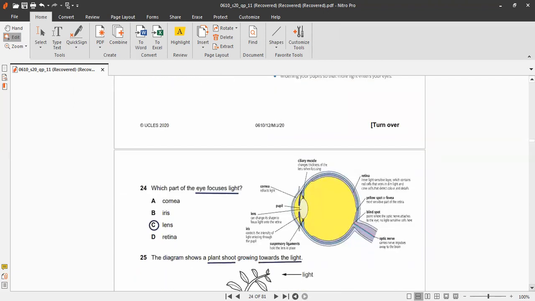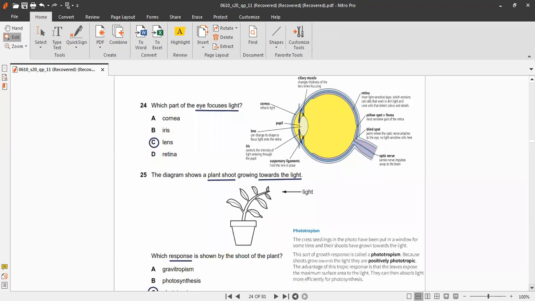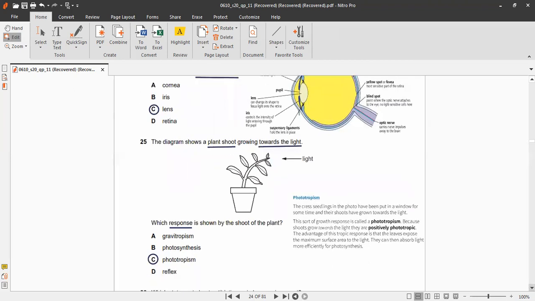Which part of the eye focuses light? Yes, the lens can change its shape to focus light onto the retina. The diagram shows a plant shoot growing towards the light. This is called phototropism.